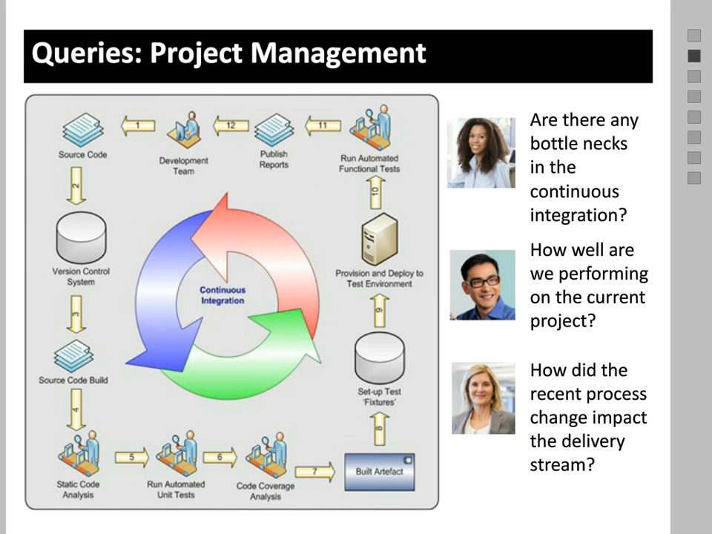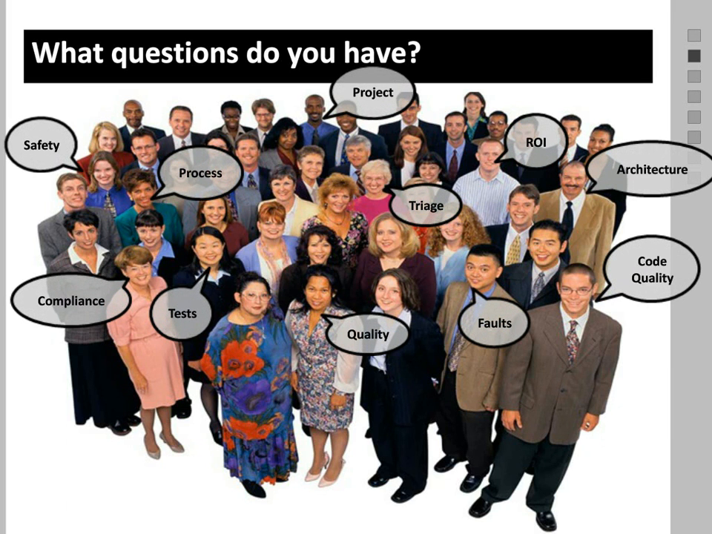For example, how did the recent process change impact the delivery stream? So lots of questions, but what is really important here is that each person thinks about their own organization and their own project and what kind of questions will be pertinent for them to answer. So if you wanted to benefit from project intelligence, what would you want to know? What kind of questions would you like your data to be able to answer for you, or to give you the information that you need in order to answer those questions?